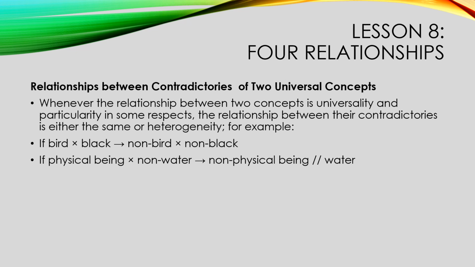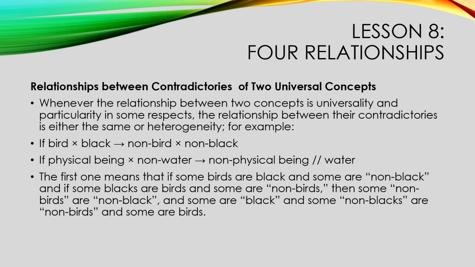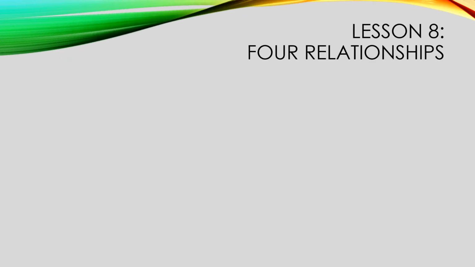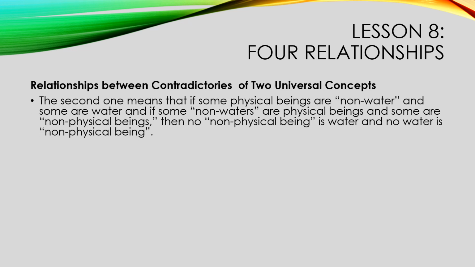The first one means that if some birds are black and some are non-black, and if some blacks are birds and some are non-birds, then some non-birds are non-black, and some are black, and some non-blacks are non-birds, and some are birds. The second one means that if some physical beings are non-water, and some are water, and if some non-waters are physical beings, and some are non-physical beings, then no non-physical being is water, and no water is non-physical being.